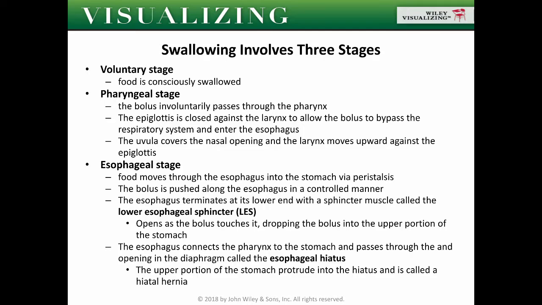And then you have the esophageal stage. The food moves through the esophagus into the stomach via peristalsis. So the bolus, the chewed food, is pushed along the esophagus in a controlled manner. The esophagus terminates at its lower end with a sphincter muscle called the lower esophageal sphincter. It opens as the bolus touches it and drops the bolus into the upper portion of the stomach.